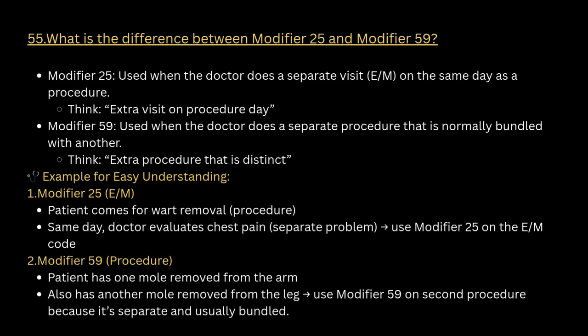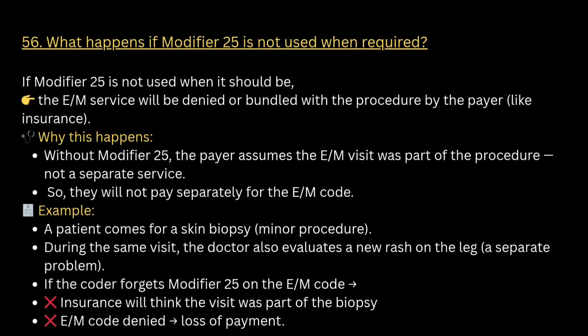Next question, what is the difference between modifier 25 and modifier 59? Modifier 25 is used when the doctor does a separate E&M service on the same day as a procedure. Think extra visit on the procedure day. Modifier 59 is used when the doctor does a separate procedure that is normally bundled with another. Think extra procedure that is different.